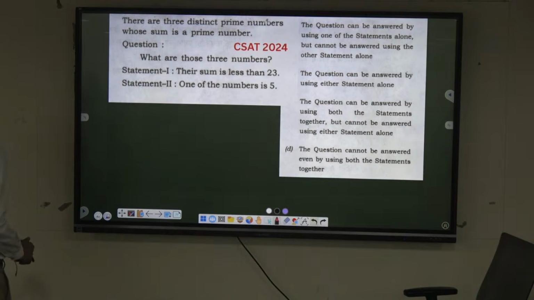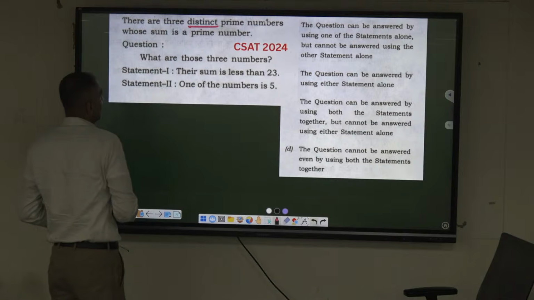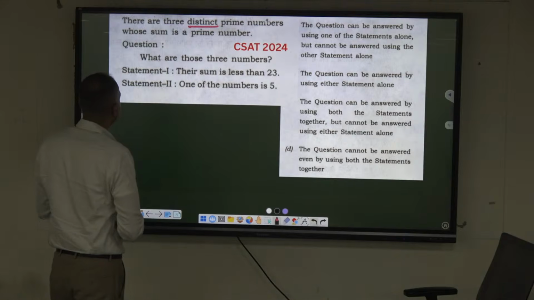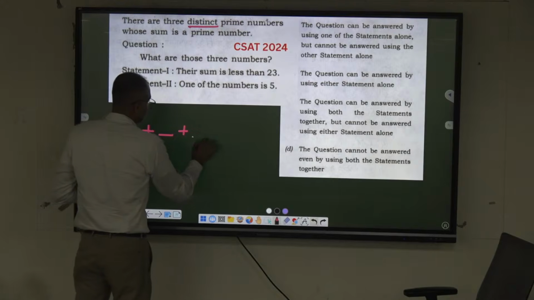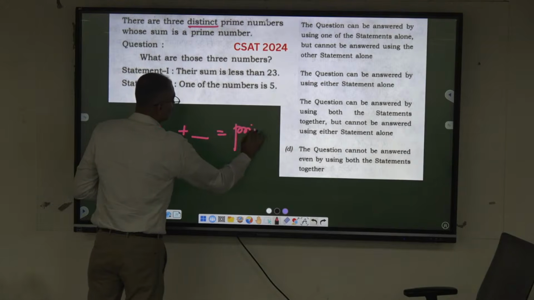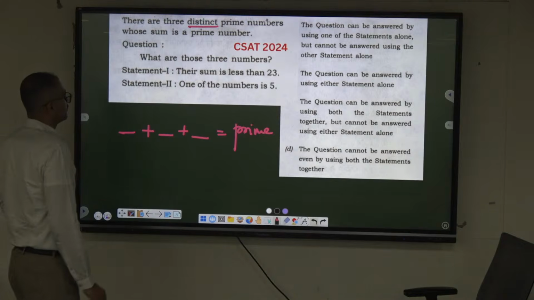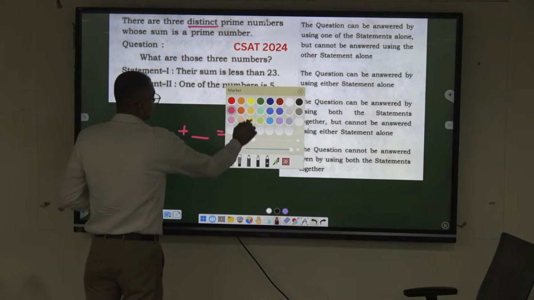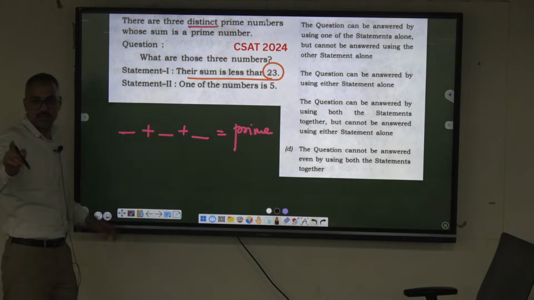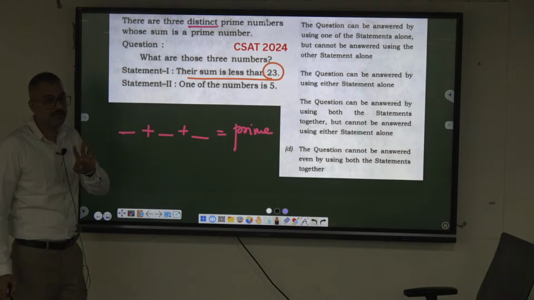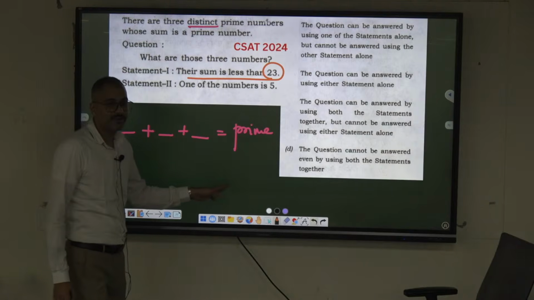With reasoning, it has to be answered. Come on. There are three distinct prime numbers. How many? Three. They are distinct prime numbers whose sum is a prime number. Okay. Prime plus prime is also a prime here. What are those three numbers? Now, the statement says their sum is less than 23. Can you frame the sum of three prime numbers? We have done this one in the class also. Can the sum of three prime numbers be less than 23?